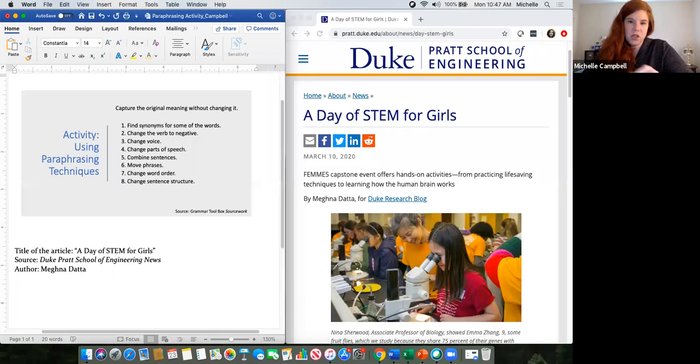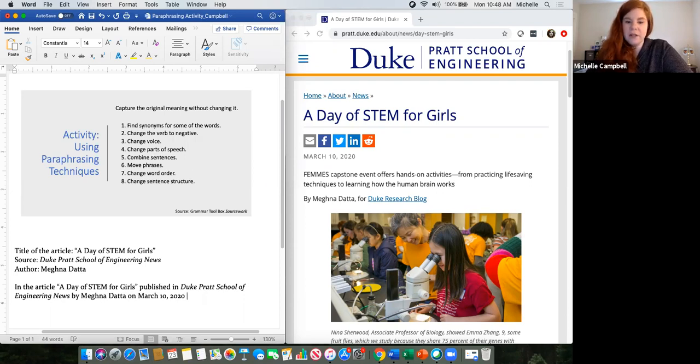So before I even start paraphrasing part of this, I'm going to just make sure that I include my source information within my first sentence. So I can do that with a very easy sentence frame. In the article, A Day of STEM for Girls, published in Duke Pratt School of Engineering News by Meghna Datta. And I might include the date, for example, on March 10th, 2020.